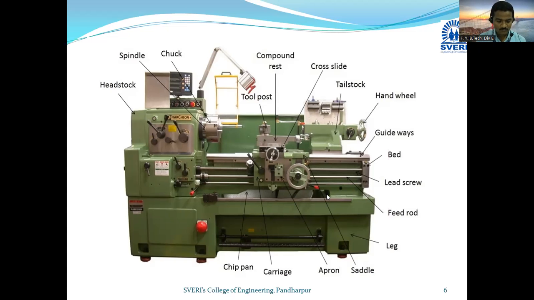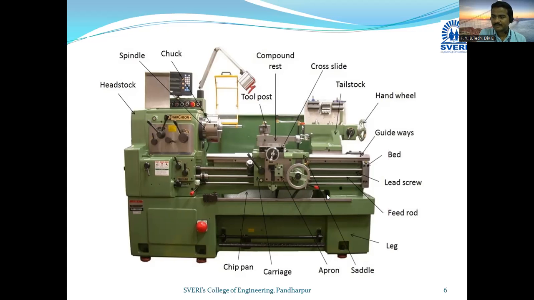Second part is tool post. So what is tool post here? On the tool post we are clamping or mounting the cutting tools, the single point cutting tools. Normally on the lathe machine, whenever you want to do the turning operation or facing operation, we can use the single point cutting tool.